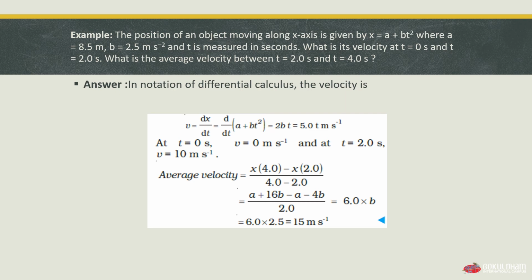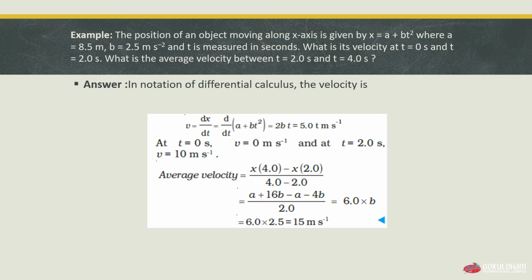Now the velocity at time t equals 0 will be calculated by substituting in this value, that is, in the place of t in 5t we will substitute the value 0. When we substitute t equals 0, 0 multiplied by 5 will be 0. So the velocity at t equals 0 will be 0. But for the second time, t equals 2 seconds, we will substitute the value of t as 2. So 2 multiplied by 5 will be 10. So for t equals 2 seconds, we will get the velocity as 10 meter per second.